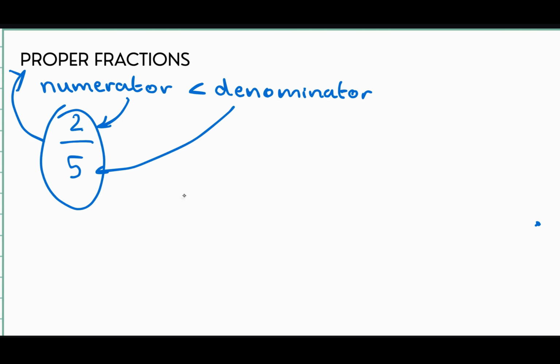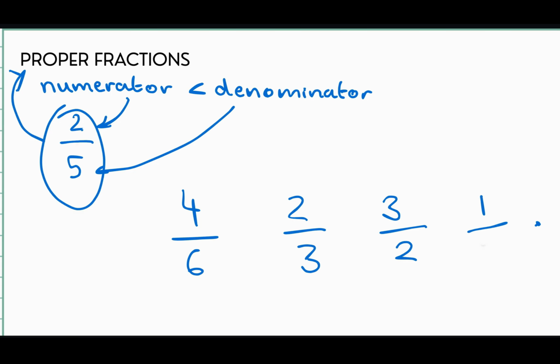See, here's a quick quiz. Out of these numbers, which ones are proper fractions and which ones are not? Pause the video and have a go. Alright, let's go through this. So 4 is smaller than 6, therefore this is a proper fraction. 2 is smaller than 3, proper fraction.